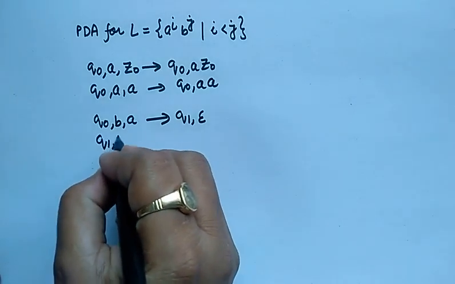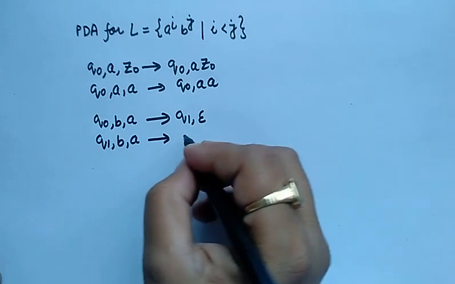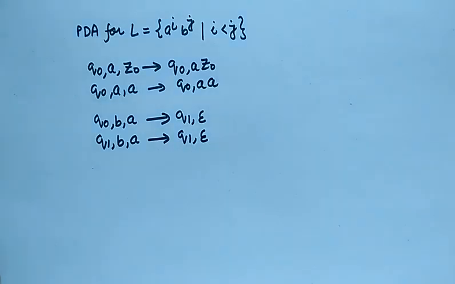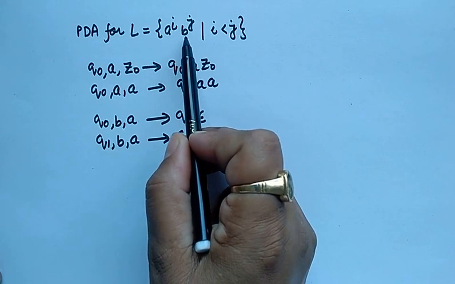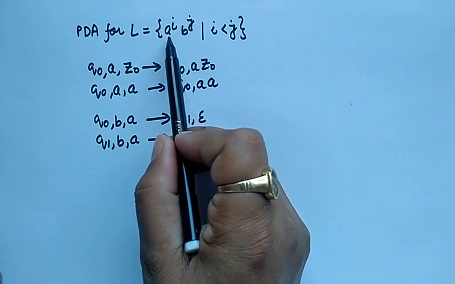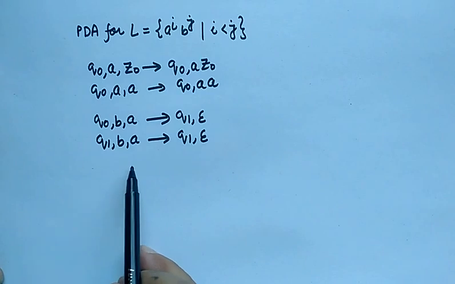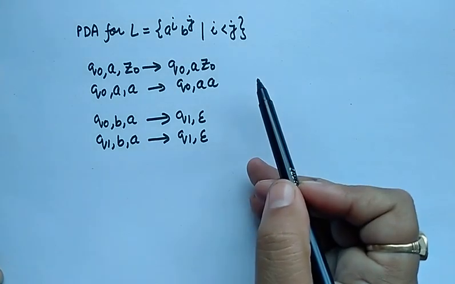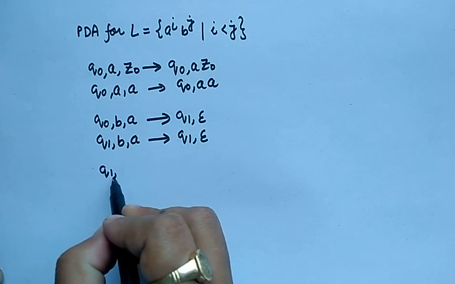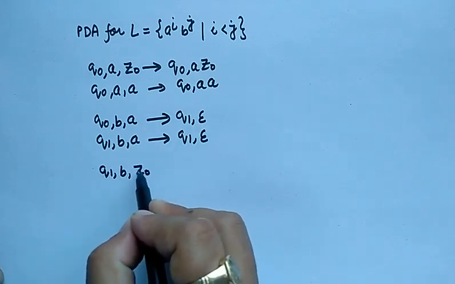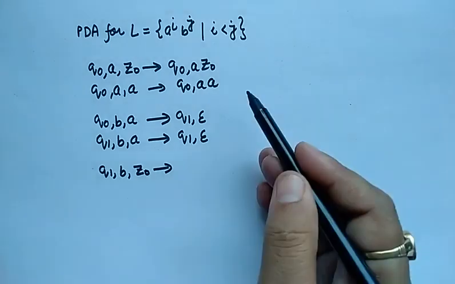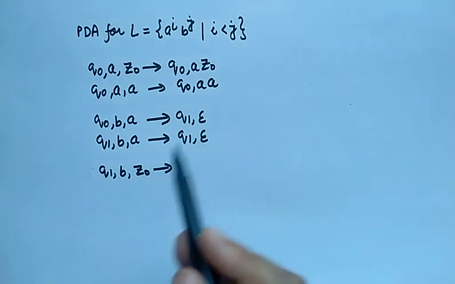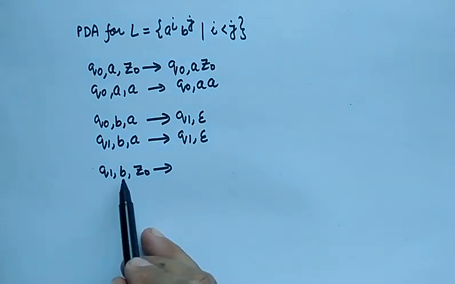And for the next B, again we will do the same job. We will pop this A. Now you see, since the value of J is greater than I, that means the number of B's is greater than the number of A's. So what will happen? B will come, but all A's will be popped out. So the situation will be like this. The input is B, but we have Z naught on the top, since all A's have been popped out. So this means the number of B's is greater than the number of A's.